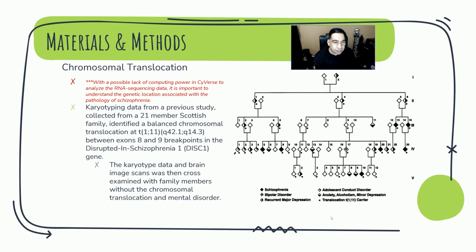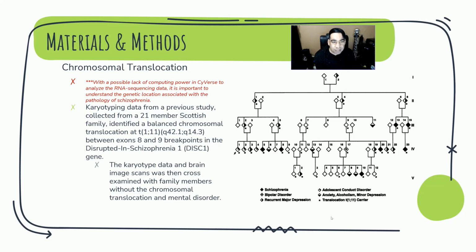Even though we did not get the DEGs we wanted to determine which differential expressions occur in schizophrenia patients compared to controls, we still wanted to figure out what may have caused such differential expressions. One of the key areas that we looked at is the disrupted in schizophrenia 1 gene. There is a Scottish family, a 21-member extended family, and their karyotyping data is online, which shows a translocation in the chromosome, on chromosome 1, between chromosome 1 and 11.